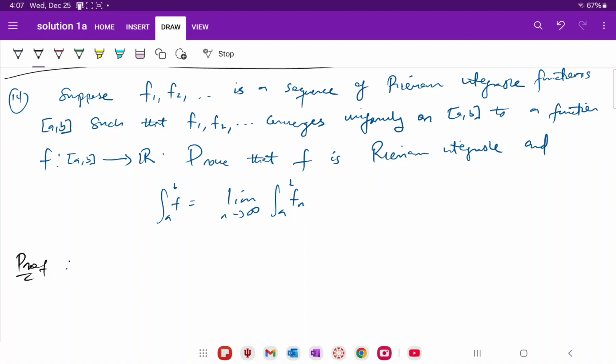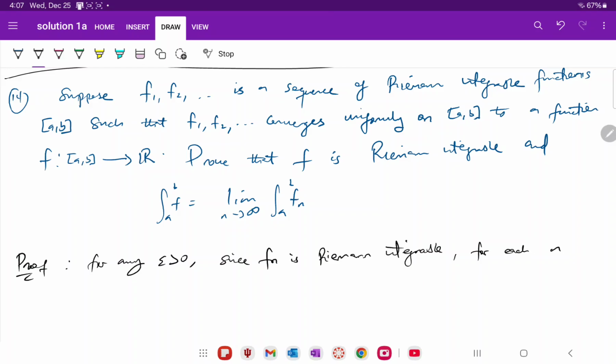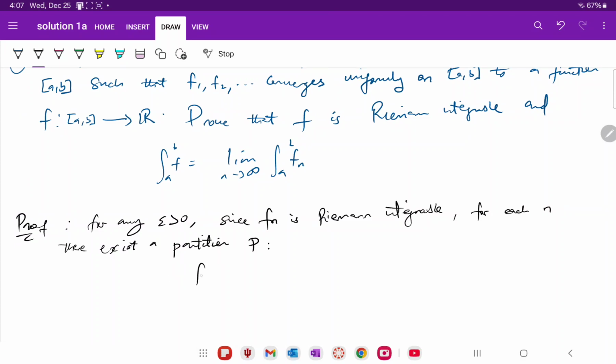So since our fn's are Riemann integrable, then for any epsilon greater than 0, since fn is Riemann integrable by the hypothesis, for each n there exists a partition P such that the difference between the upper Riemann sum and the lower Riemann sum is less than epsilon over 3.